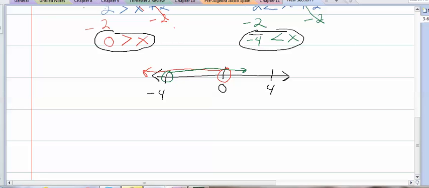So the numbers that will work to solve your absolute value inequality are -1, -2, -3. Those would be the answer choices that would work. 0 wouldn't work, and -4 would not work because it would make it equal to and not, it wouldn't work in the equation. Okay, so that's number 2. And then we're going to do one more.